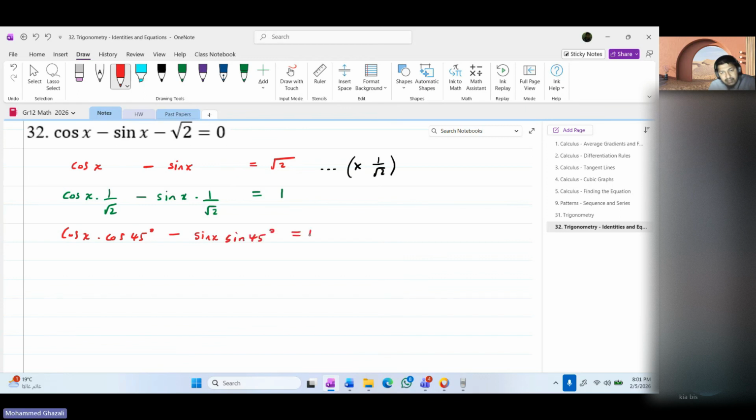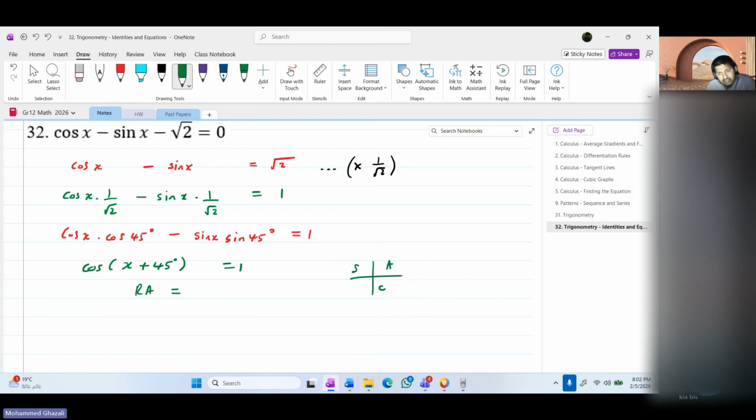Now you see a pattern. Cos cos minus sine sine. What is that? That is a compound angle for cos. So that is cos of x plus 45, which is equal to 1. And see how nicely this simplified. Cos cos minus sine sine: there's a first angle, there's a second angle, just adding those two angles, right? And that's an expansion for cos here. So what's the reference angle now?